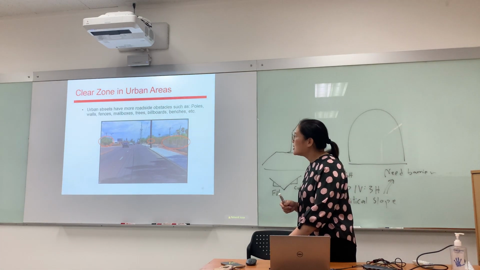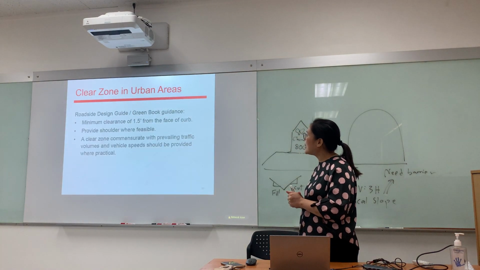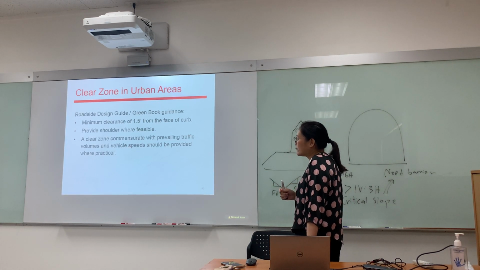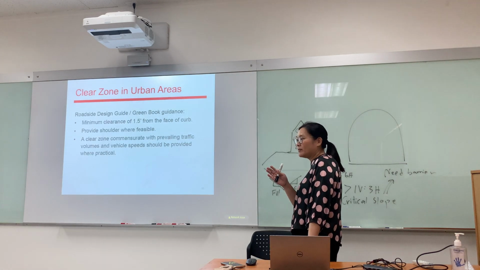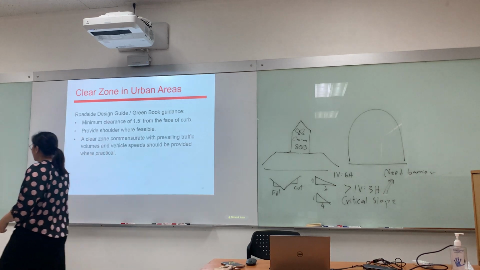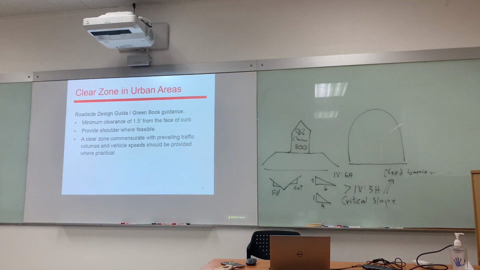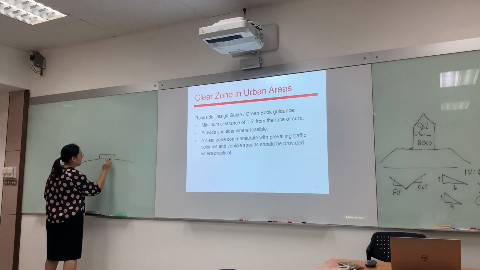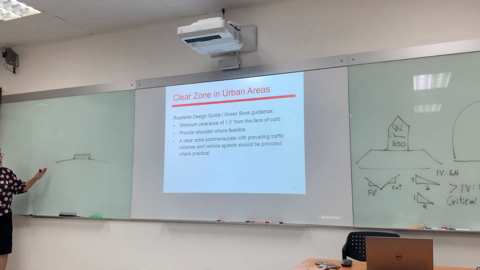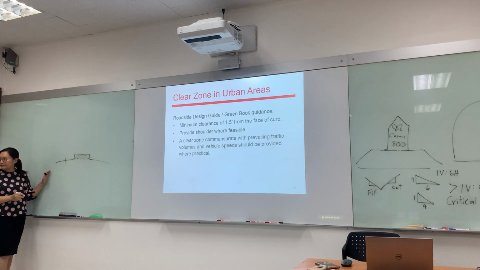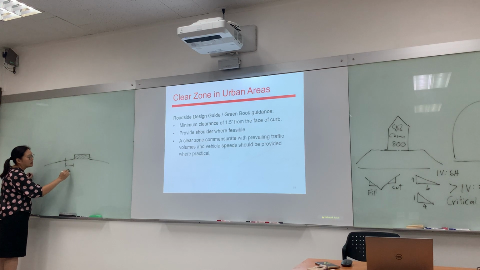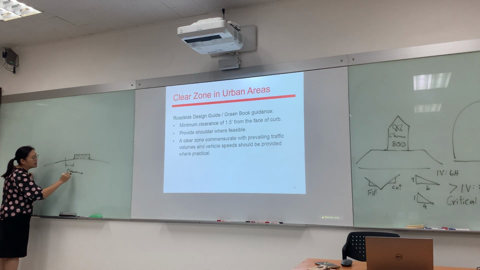Okay. So for the clear zone in urban areas, in the Roadside Design Guide, they recommend that at least, because in the urban area your median is going to be a raised curb, right? Raised curb median, as I mentioned earlier. What they recommend is you should provide some clear lane, or sometimes we call it inner shoulder.